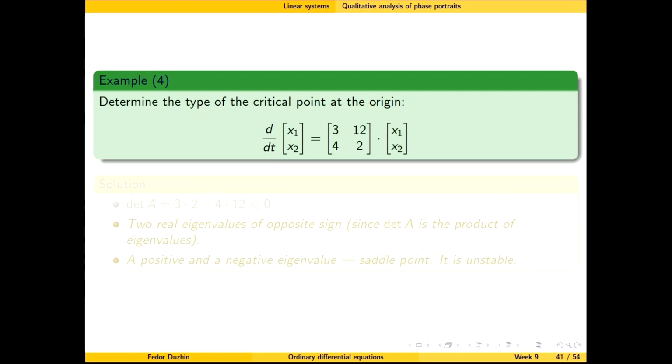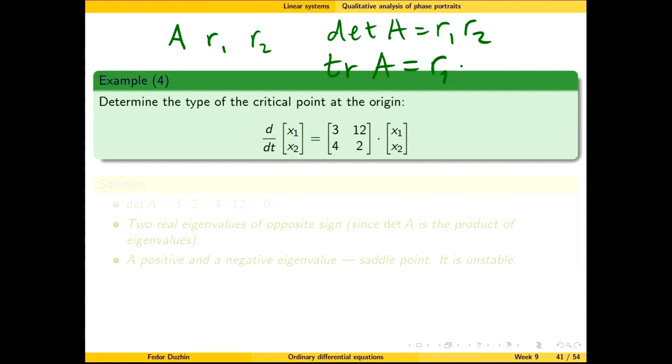Now let's see what we can say about the type of the critical point at the origin without solving the system. We're going to use the following facts. If we have a matrix A with eigenvalues R1 and R2, then the determinant of the matrix is the product of the eigenvalues, and the trace of the matrix is the sum of the eigenvalues.